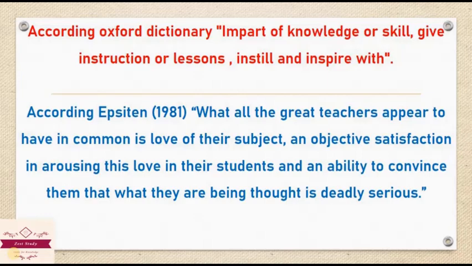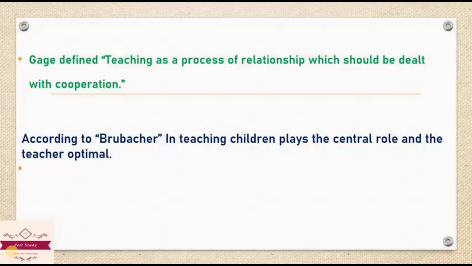According to the Oxford Dictionary: impart knowledge or skill, give instruction or lessons, instill and inspire with. According to E. Seiden, 1981, what all the great teachers appear to have in common is love of their subject, an objective satisfaction in arousing this love in their students, and an ability to convince them that what they are being taught is deadly serious. Gage defined teaching as a process of relationship, which should be dealt with cooperation. According to Brubacher, in teaching the child plays the central role, and the teacher is optimal.